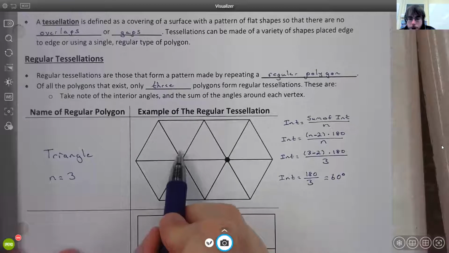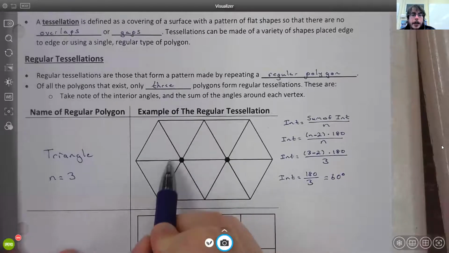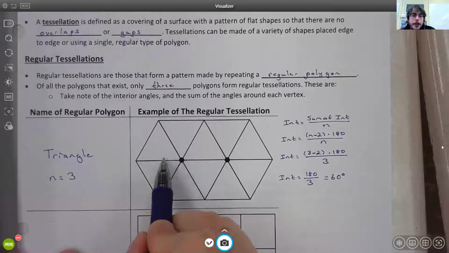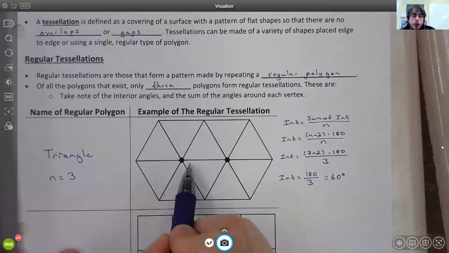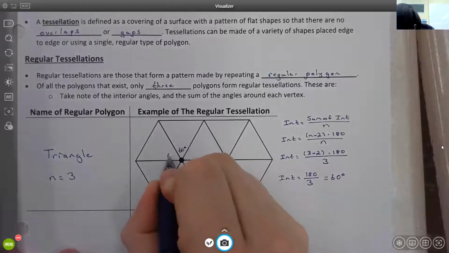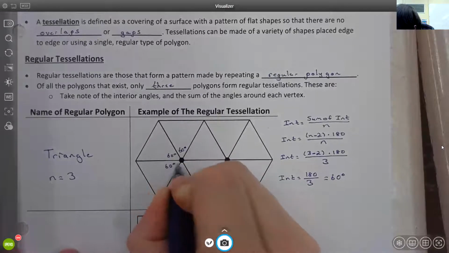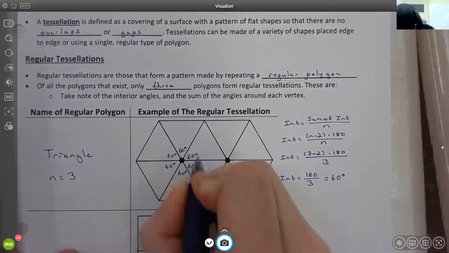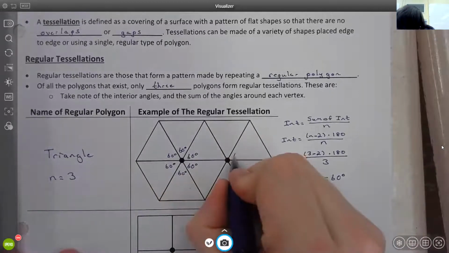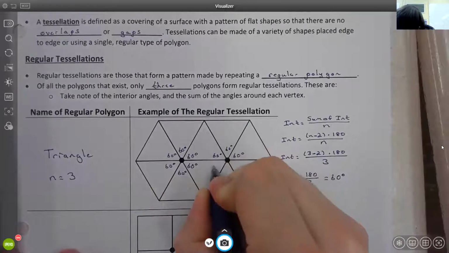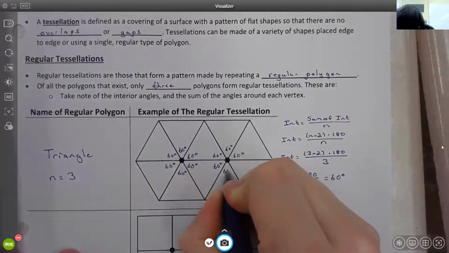Now, since all of these are the same equilateral triangle, same regular triangle, each one of these angles next to this vertex would be 60 degrees. And that's true for any of those vertices. 60, 60, 60, and here's 60, 60, 60, 60, and 60.